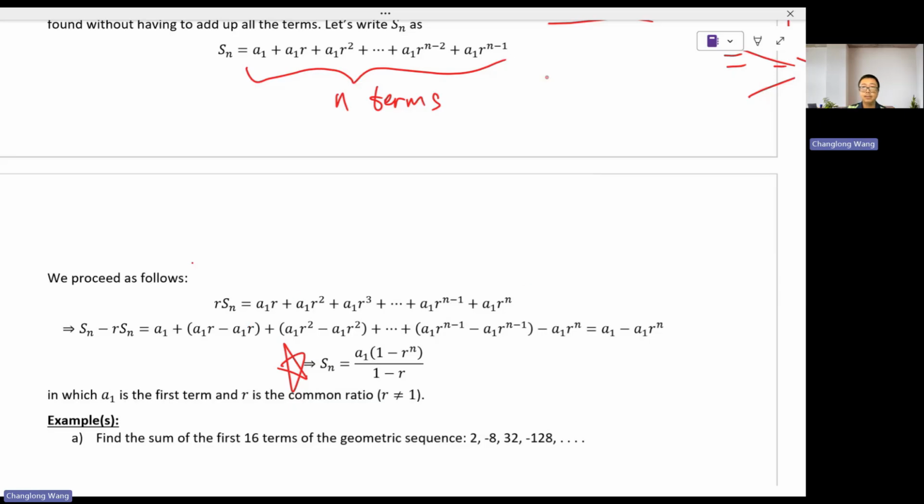Okay, so now let's subtract the second equation from the first equation. On the left-hand side, it's this guy minus that, so you take s sub n minus r times s sub n. But I don't know if you can see that, so just take a close look.